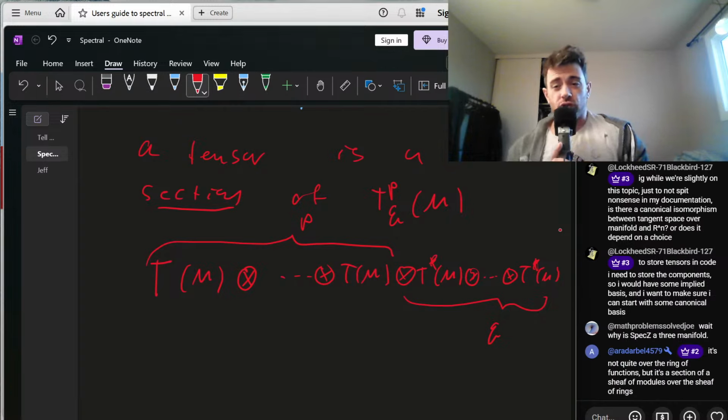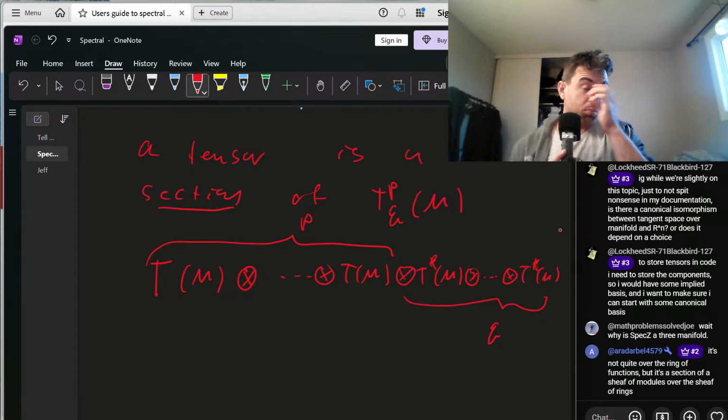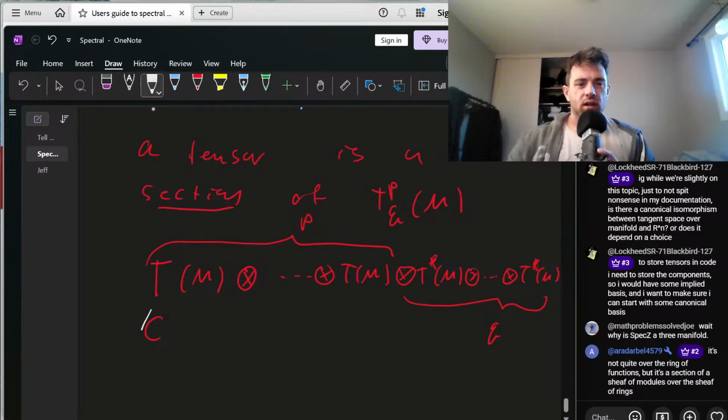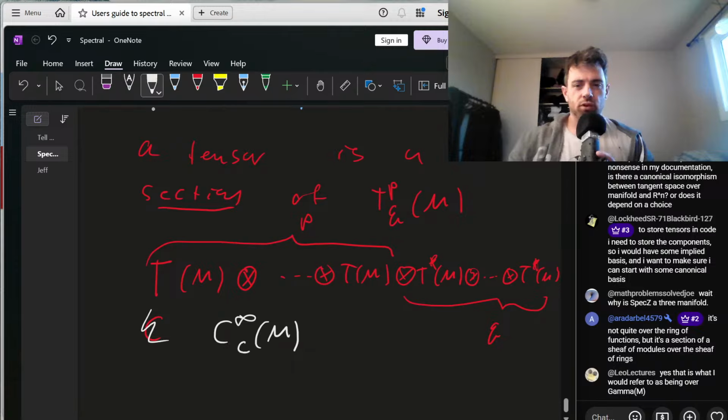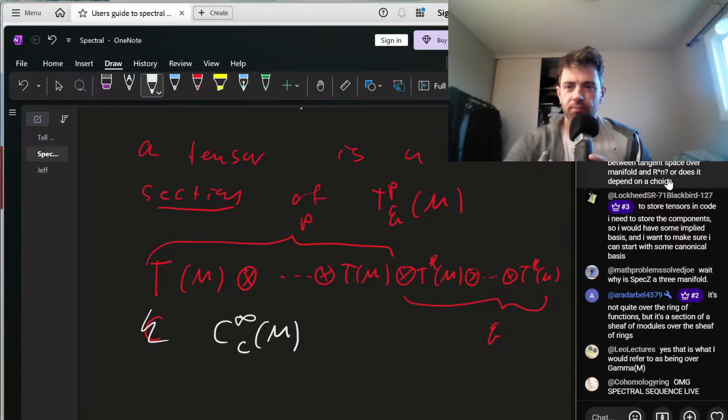Now, if your space is sufficiently nice, your category of 3 manifolds should be, or sorry, what am I saying? I'm so mixed up this morning. If your space is sufficiently nice, then your category of vector bundles should be equivalent to the category of projective modules over this ring. Or is it, oh, that's what you mean by gamma here. Right, I see. Sorry. Then you're right, Leo Lectures.